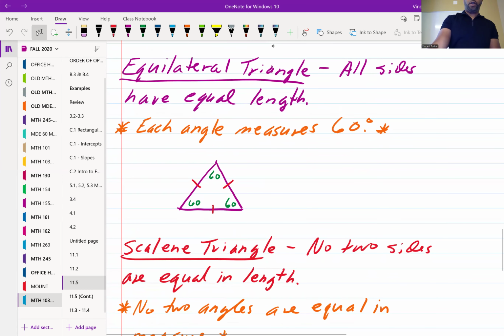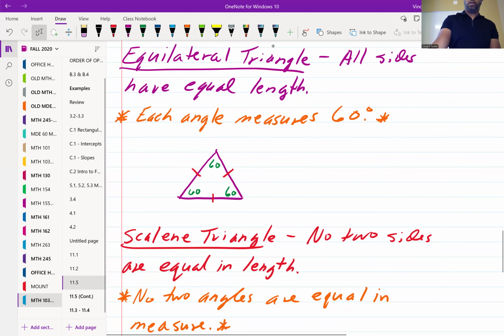Last one, scalene triangle. No two sides are equal in length. That means no angles are equal in measure.